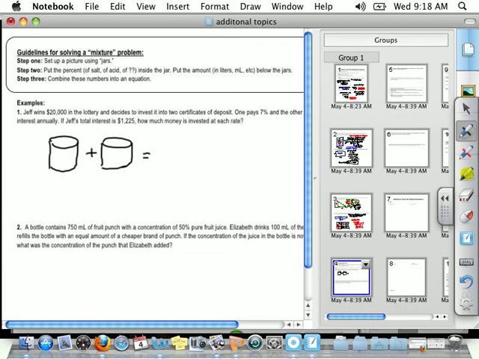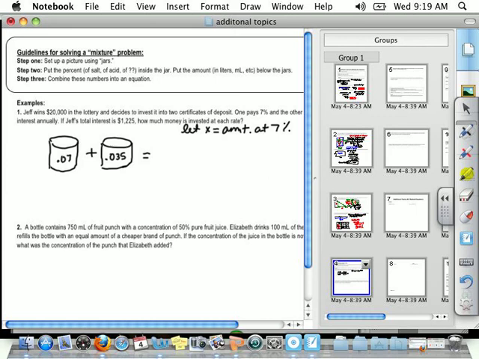On a lot of these, you'll have a third bucket over here with a percent on the end, but we're not on this one. Okay, so the first one pays 7%, so I'm going to put 0.07 inside the jar. The next one pays 3.5%, so that's 0.035. Below the jars, we're going to put the amount of money that we invested at those rates. So I don't know how much he put into the 7%, so I'm going to let x equal amount at 7%.